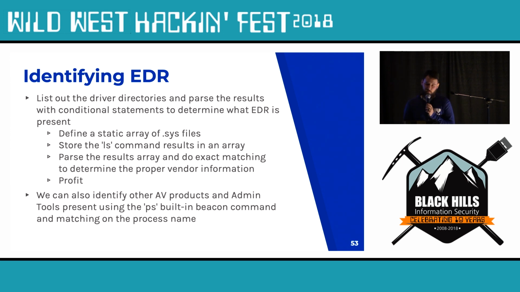So we're going to list out the driver directories, right, the system32 drivers directory. We're going to define a static array of .sys files. Then we're going to store the ls command results into an array. And we're going to parse those results through that array and do exact matching to determine the proper vendor information, and then we profit from that, right? We can also identify other AV products and admin tools present using the PS built-in command, right? So that's going to dump process listing for us, and then we can color highlight with Aggressor certain processes that are available that we know for sure in past engagements that are actually AV products.